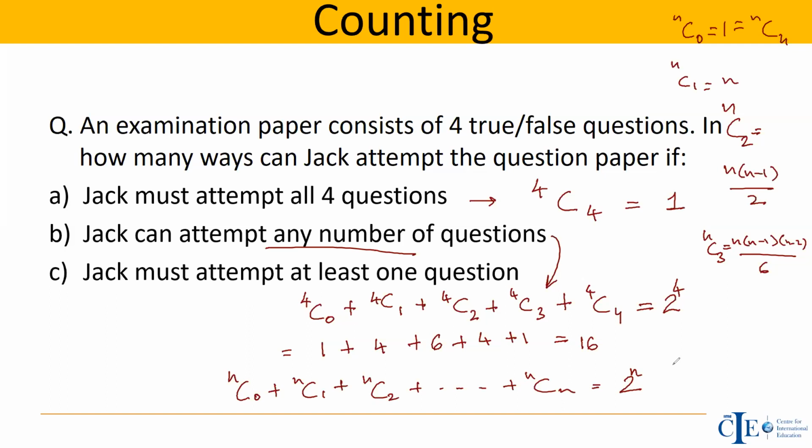Okay, guys, just let me know if you're following. If there's any doubt, please ask me. And in the case there's at least one, we don't want this part. So just take it to the right side, which is minus 1. And then the answer would be 15. So at least one is 2 raised to N minus 1, for which you can use the same relationship. And then take all these cases that we have.